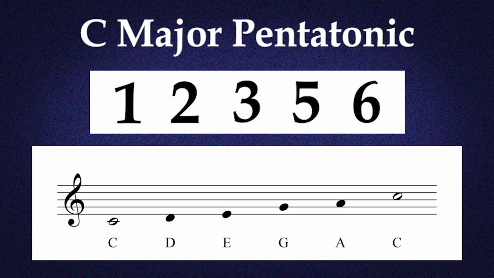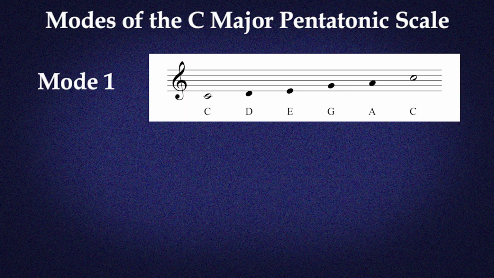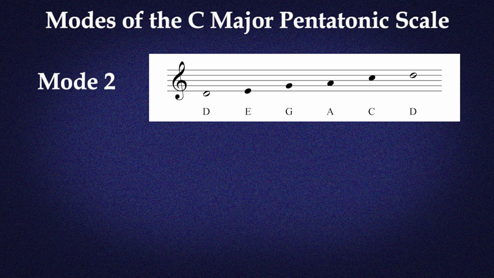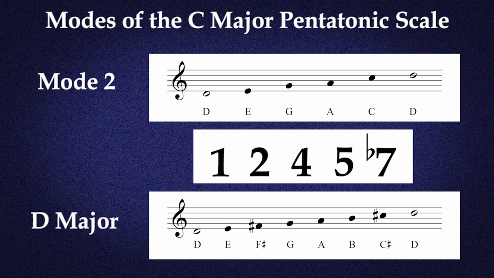If we look at the modes of this scale and the formulas for each of them, we get the following. The first mode is C, D, E, G, A. Its formula is 1, 2, 3, 5, 6. The second mode is D, E, G, A, C. Its formula is 1, 2, 4, 5, flat 7.